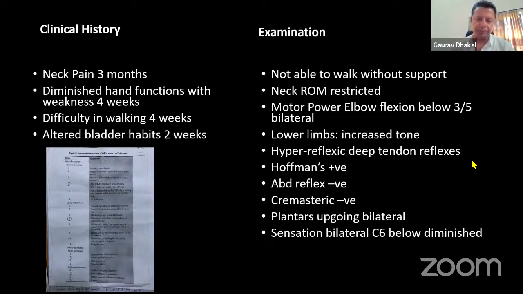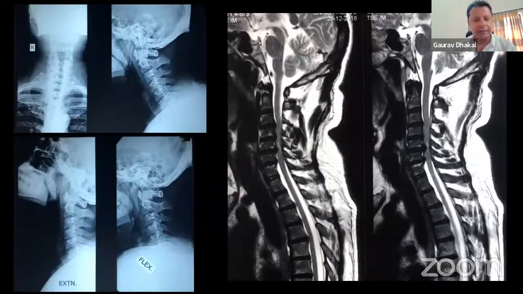If you look at the mJOA score, there's a considerable amount of disability: upper extremity motor function 3, lower extremity motor function 3, sensory diminution 1, and sphincter dysfunction 1. So there's 8 on the mJOA score. And these are the images.